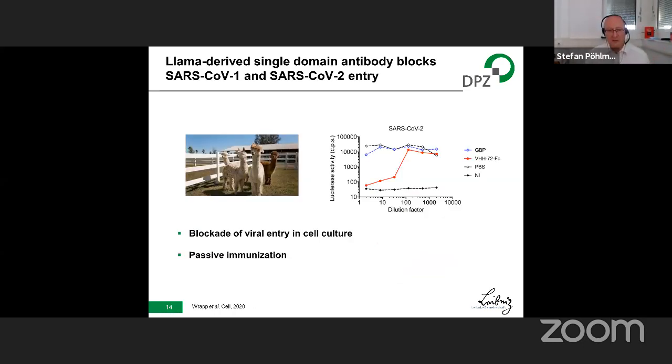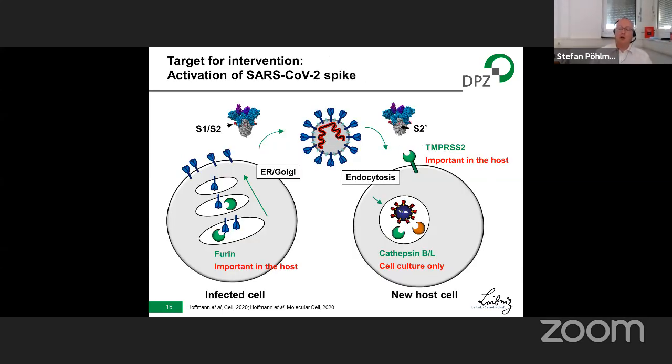And this is one example of what you can do with this system. We used it jointly with colleagues in the US and in Belgium to study antibody-mediated neutralization. And those studies revealed that particularly antibodies, so-called single-domain antibodies made from llamas, can do a very good job at inhibiting SARS-CoV-2 spike-driven entry. Passive immunization is, of course, the ultimate goal of that research.